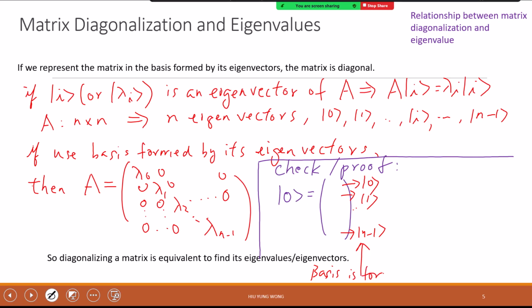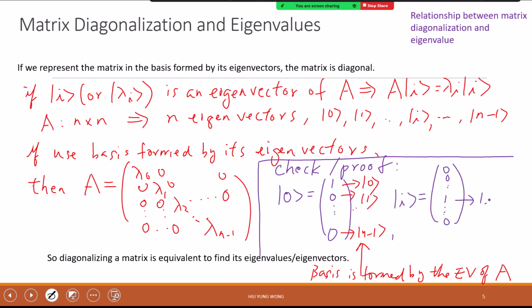because the basis is formed by the eigenvectors of A. Because we already use the eigenvectors of A to form the basis, the first one must be |0⟩, the first eigenvector of A, then the second eigenvector of A, up to the nth eigenvector of A. So naturally, |0⟩ is just (1, 0, ..., 0). Similarly, |i⟩ must be equal to (0, 0, ..., 1, ..., 0), and this means I have one component in the i-th row.